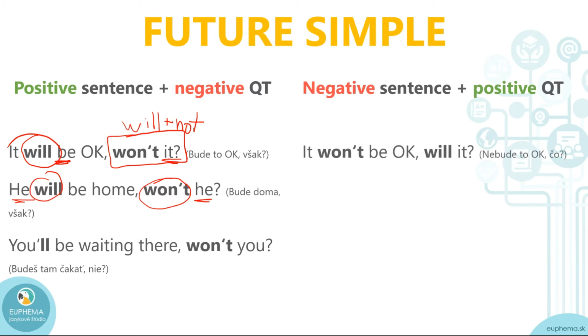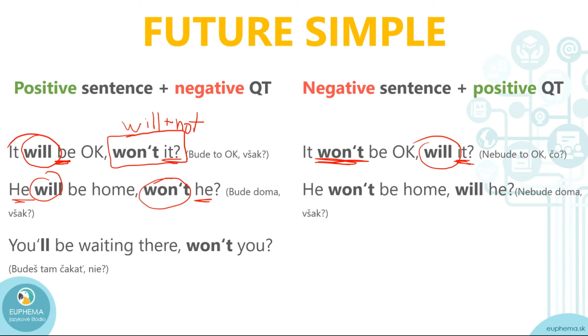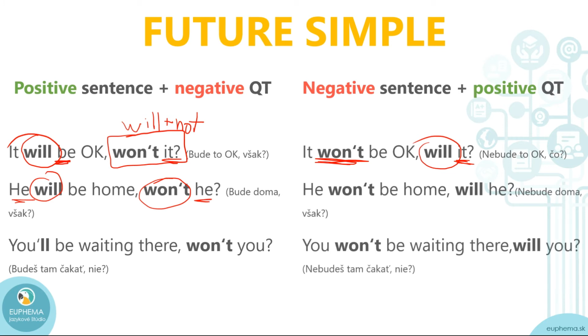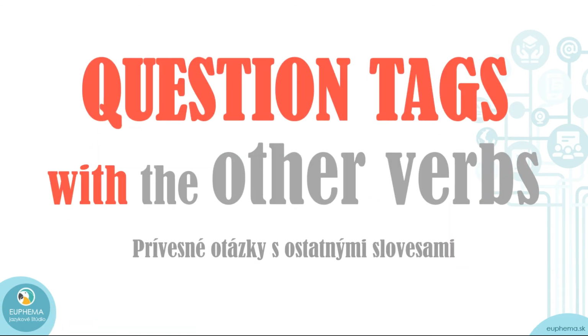It won't be okay, will it? So we started with won't, negative won't, plus a positive will in the question tag, plus it. He won't be home, will he? You won't be waiting there, will you? Okay? Well, so I hope that this is clear. That was for the verb be. Now let's try question tags with the other verbs.